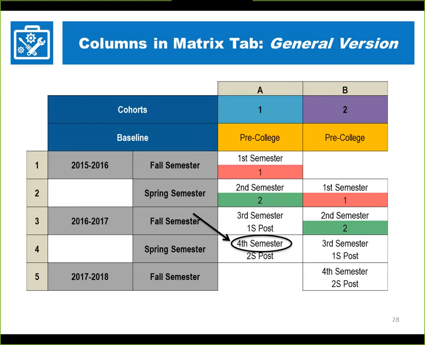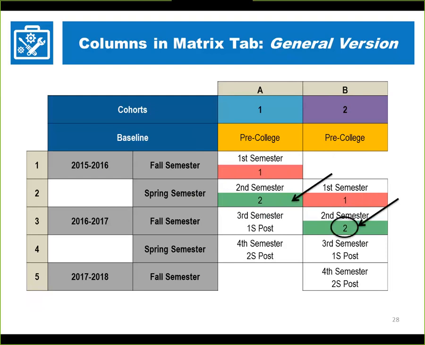So one semester of exposure to the intervention or comparison condition is shaded red and occurs in fall 2015 for cohort 1 in our example, and spring 2016 for cohort 2 in our example. 2 semesters of exposure is shaded green.